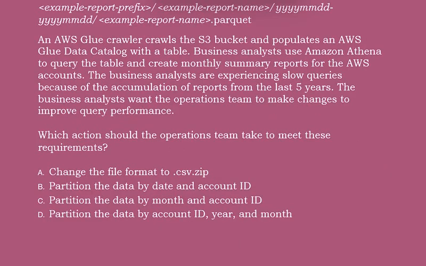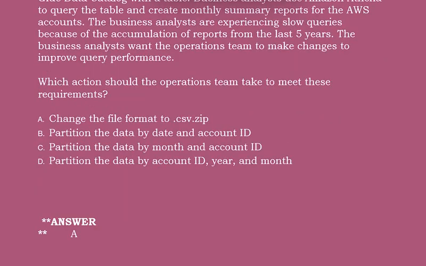Option A. Change the file format to .csv.zip. Option B. Partition the data by date and account ID. Option C. Partition the data by month and account ID. Option D. Partition the data by account ID, year and month. Correct answer is option A.